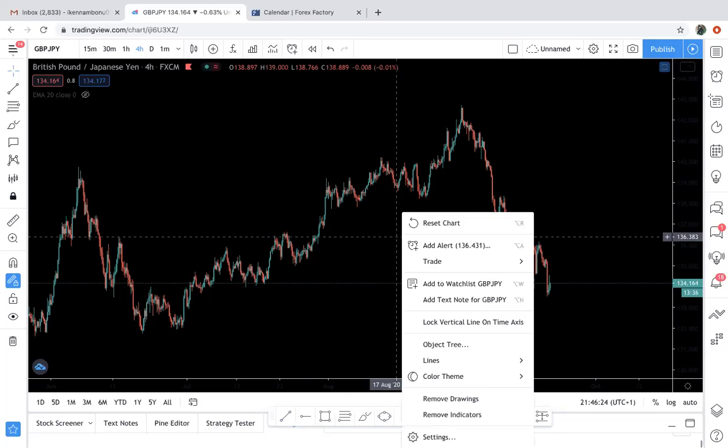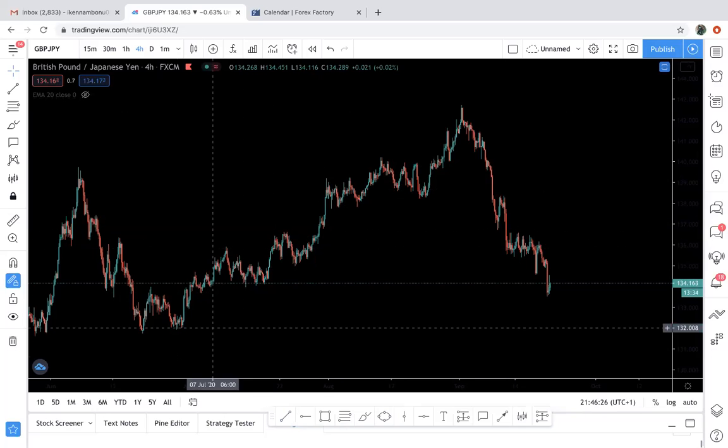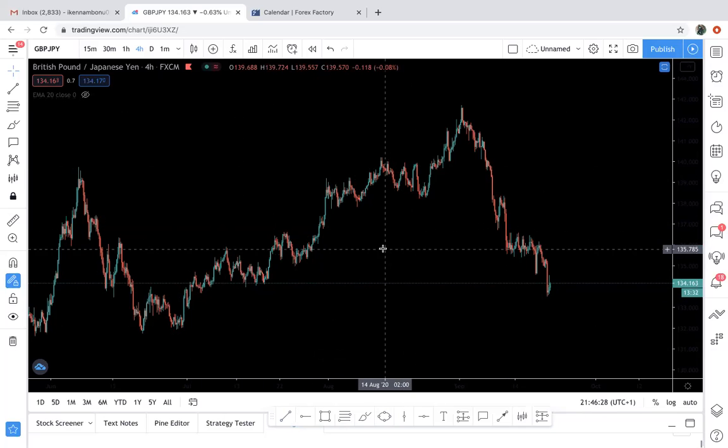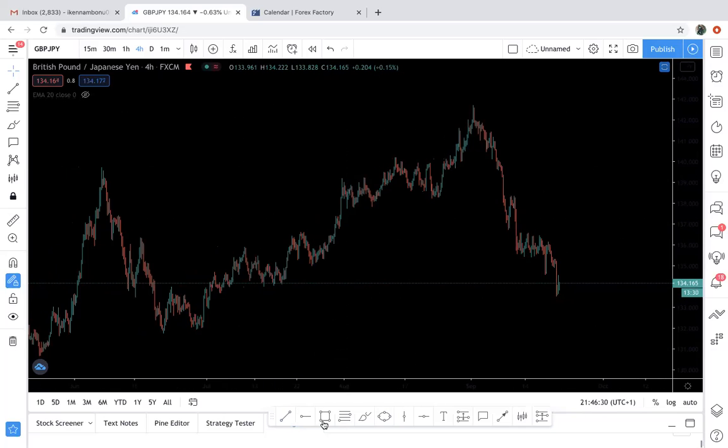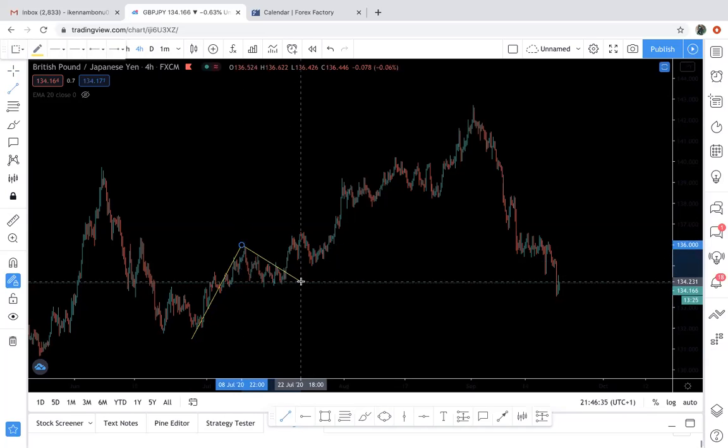Looking at the corrective phase, let's just focus on this particular swing right here. Let's use this for an example. You can see we have this first impulse to the upside, and then this is the first correction.